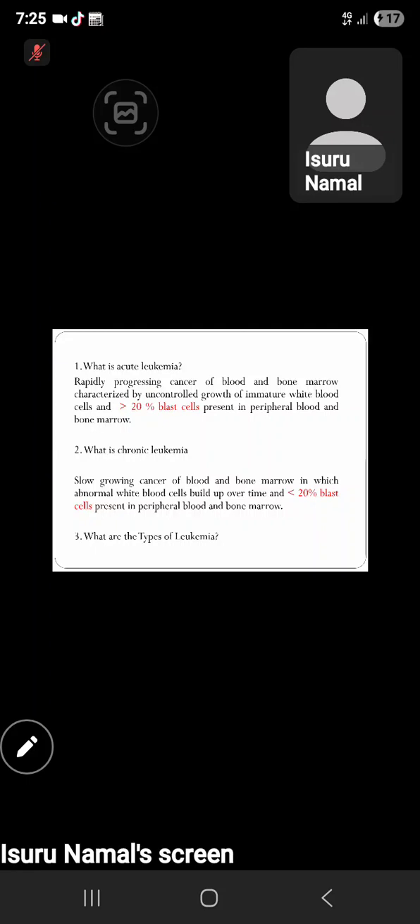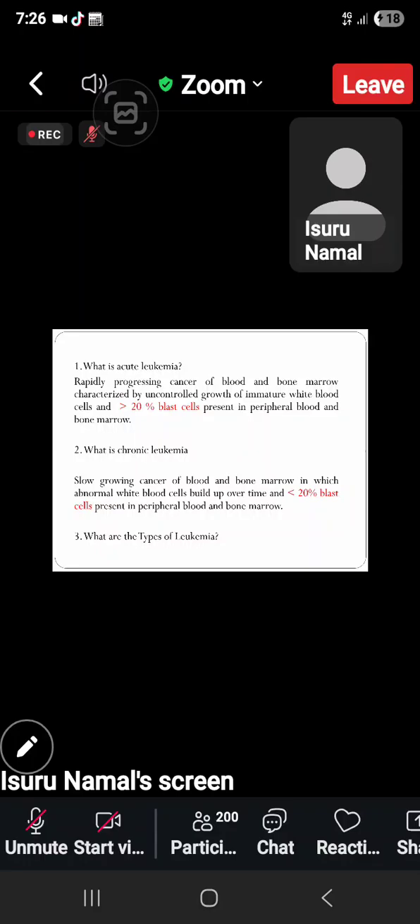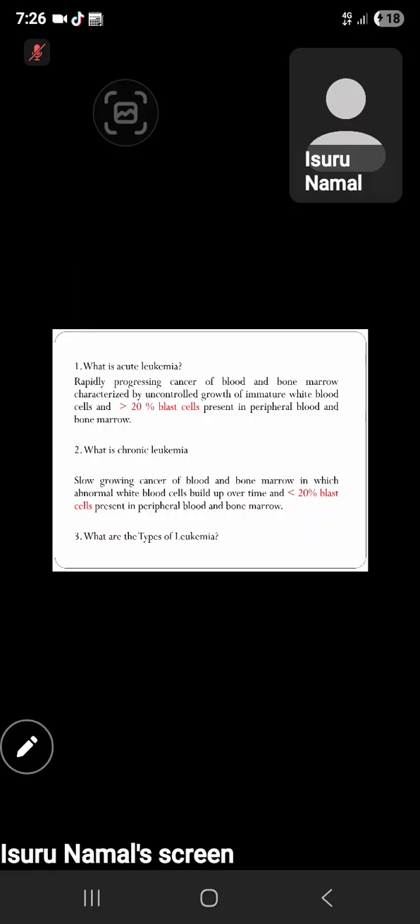When your blast cell count is more than 20% in your bone marrow, we categorize it as acute leukemia. Again, acute leukemia is a rapidly progressing cancer of blood and bone marrow characterized by uncontrolled growth of immature white blood cells. In your answer, there should be rapidly progressing cancer and uncontrolled growth of immature white blood cells, and more than 20% blast cells should be present in peripheral blood and bone marrow. That is what acute leukemia is, right?